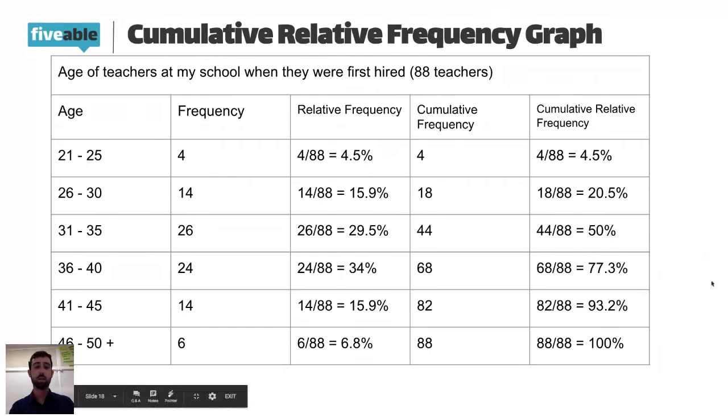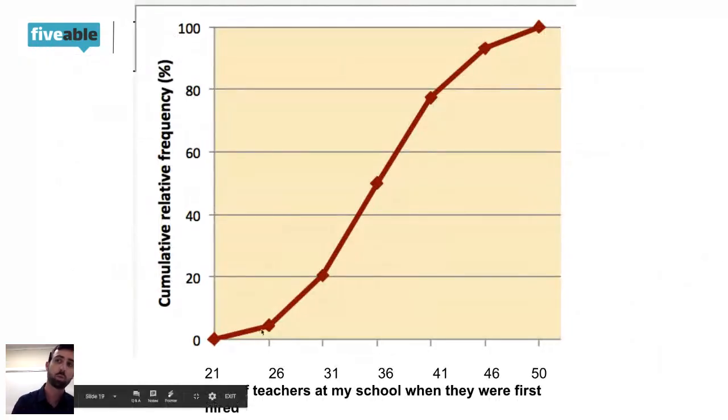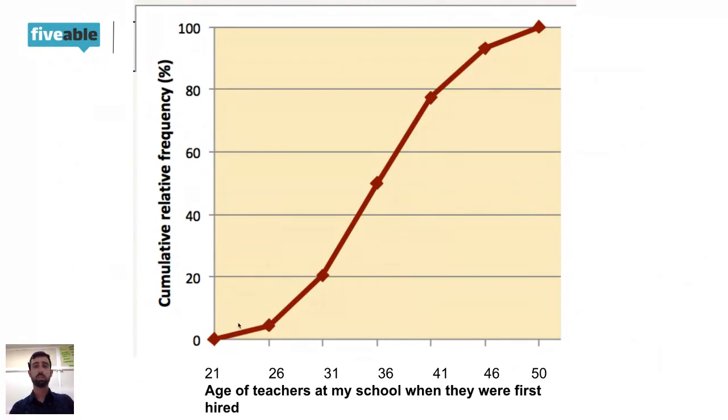So I graphed it right here. On your left-hand side, you're always going to have the cumulative relative frequency. So it's that percentile. Remember when we first started from 21 to 26, that was 4.5%? Look at it right there. If we drew a line, it would hit about 4.5%. And at the very top, at 50, it's at 100%. It should always go to 100%.